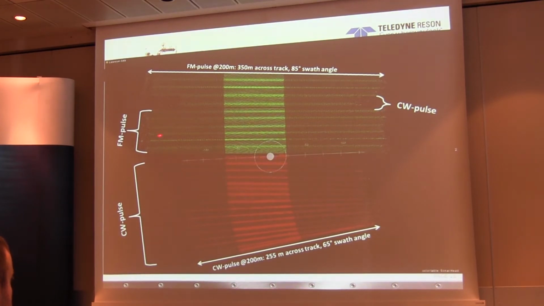Then it switches to the FM pulse, and you can see the gain on each side, a much larger coverage, and then switching back to the CW, losing my coverage, and then back to FM. So from the same water depth, first I had 225 meters of cross track, and now I have 350 meters of cross track. That's a big improvement, and it's just a switch in the software that you have to do. By the way, I was running in flex mode, so this is why you see this dark band here. That's all the beams being condensed in one part.